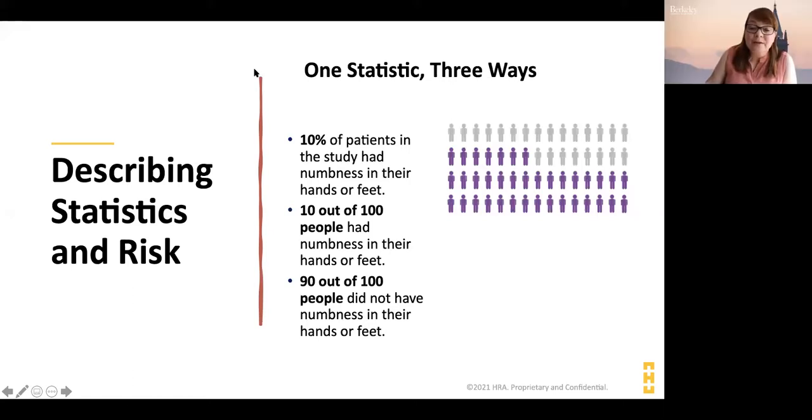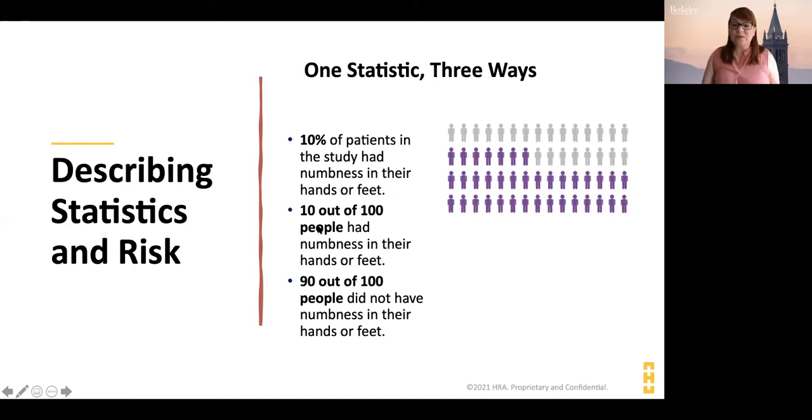All right, so one statistic 3 ways. 10% of patients had numbness in their hands and feet. 10 out of 100 people had numbness in their hands and feet, or 90 out of 100 people did not have numbness in their hands or feet. You probably all recognize that those are 3 ways to say the same thing. The people who are not as comfortable working with numbers may not recognize that those all mean the same things.